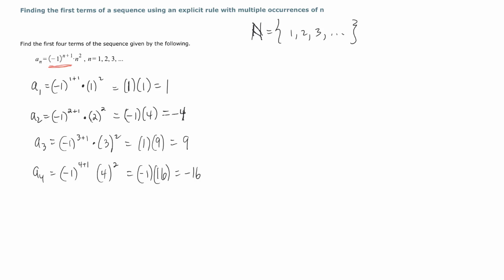Let's go ahead and summarize my values here. A sub 1 is 1, a sub 2 is negative 4, a sub 3 is 9, and then a sub 4 is negative 16. So these look like perfect squares, but there's an alternating symbol in front. And that is one of the ways we could write the sequences using that alternating symbol. Let's circle the final answer. Make sure you show your work. So I'm going to circle the work too.